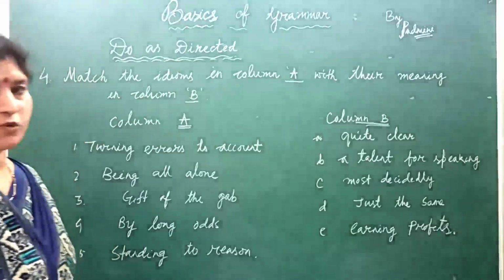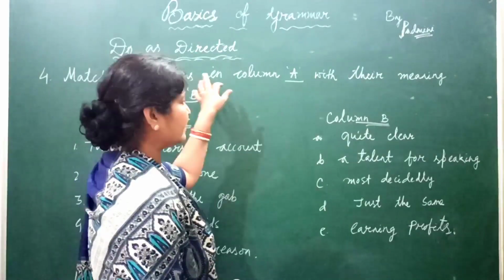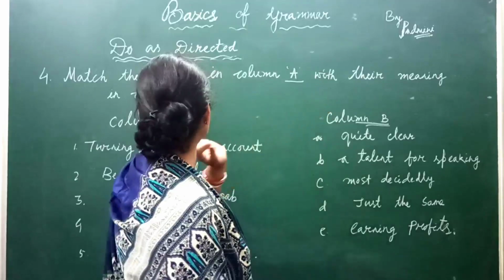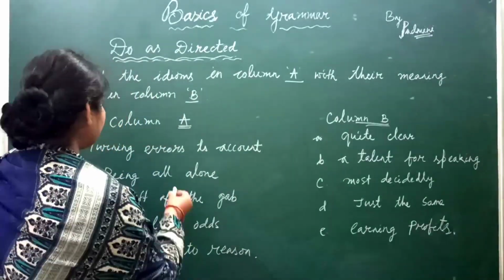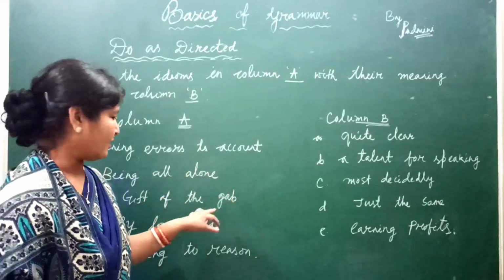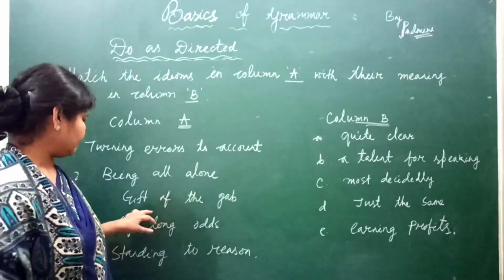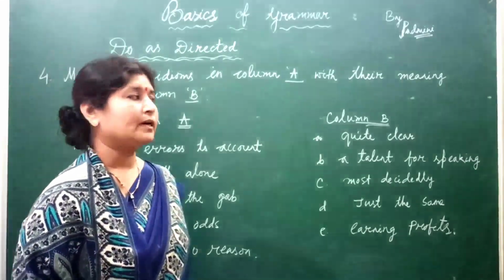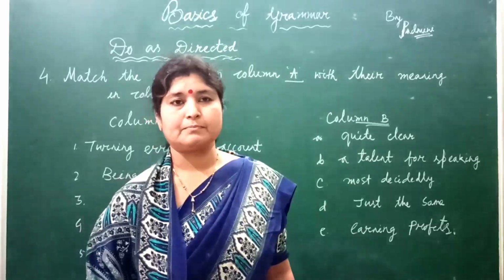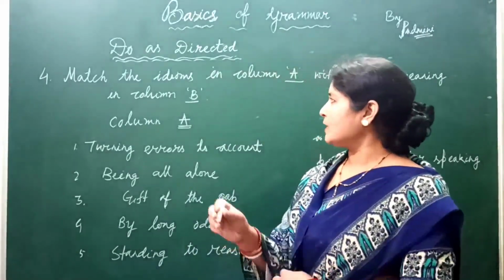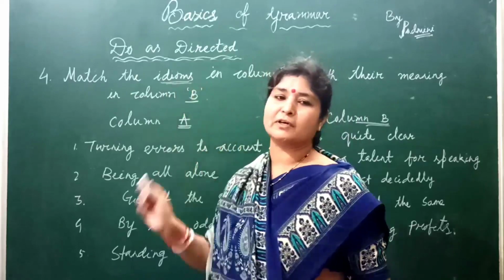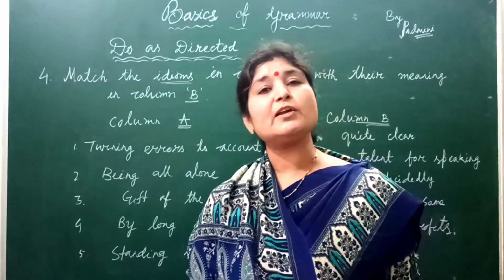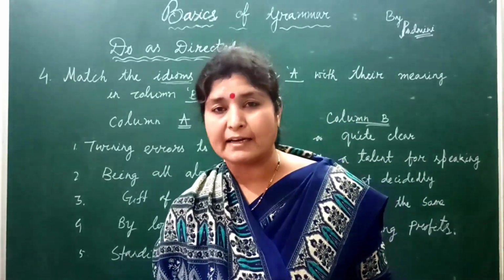Okay. So next question is, match the idioms in column A with their meaning in column B. In column A: turning errors to account, being all alone, gift of the gab, by long hours, and standing to reason. And the meanings are given here. So first let us know what is an idiom. Idioms are expressions whose meaning cannot be easily worked out from the words they contain.